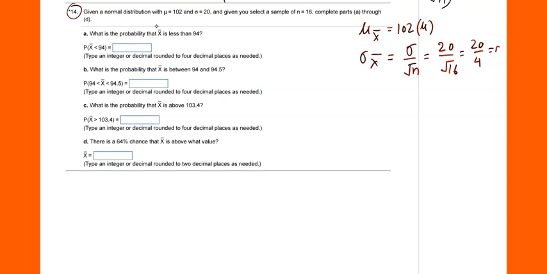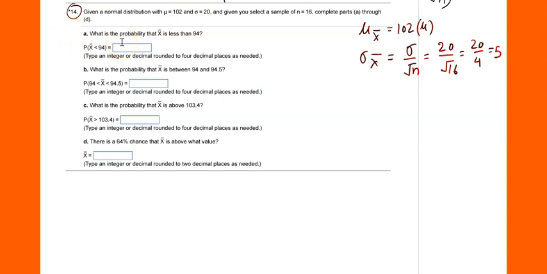And you know that the mean of the sampling distribution, mu X bar, is the same as mu, right? And sigma X bar is the same as sigma over square root of n, which is going to be 20 over square root of 16, which is 20 over 4, same as 5. And these are the mean and the standard deviation of the sampling distribution of the sample mean. And we have to use this mean and standard deviation to find the probability.